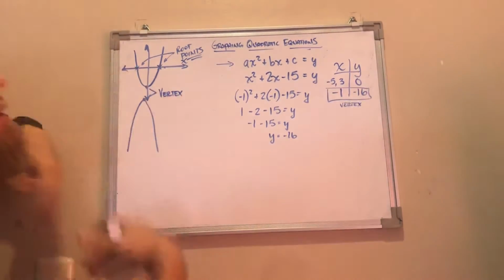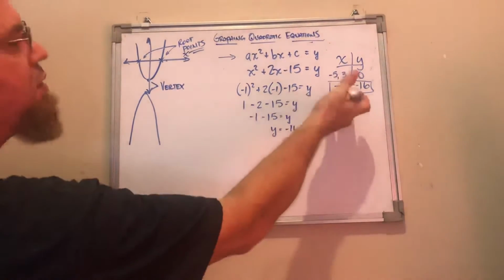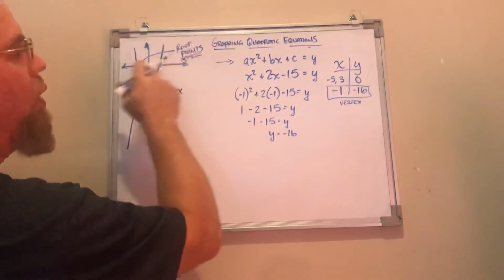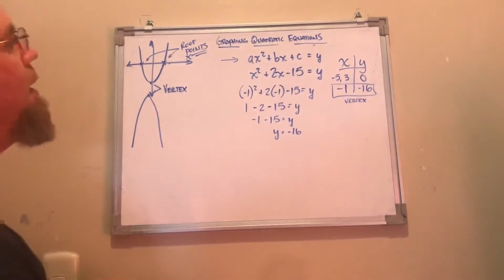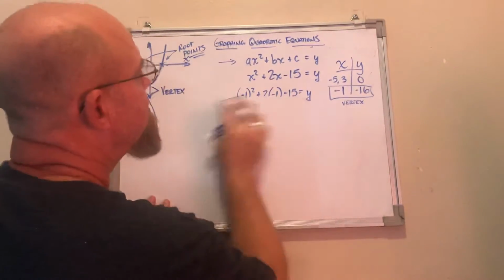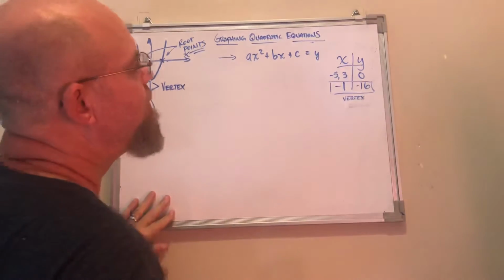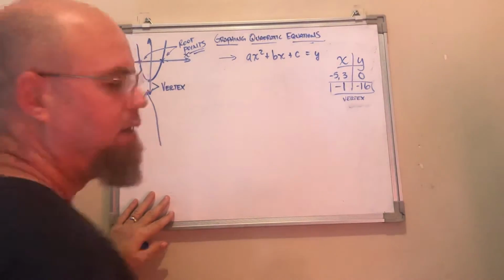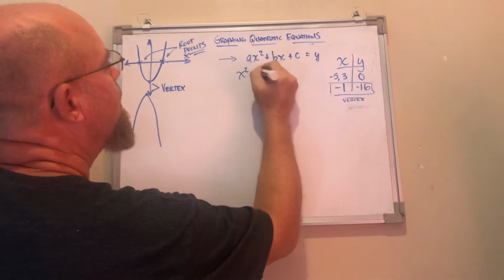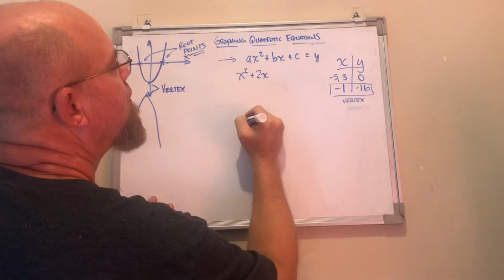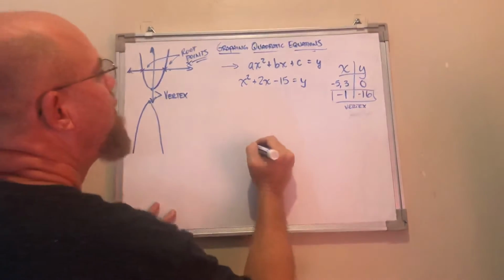All right, and that's how we know how to find our vertices right now. So with the vertex and with your root points, you can go ahead and graph that and form your parabola. But today what we're going to do is look at a different way to find that vertex. Remember, we had x squared plus 2x minus 15 equals y.